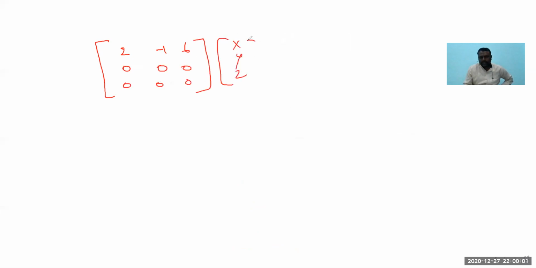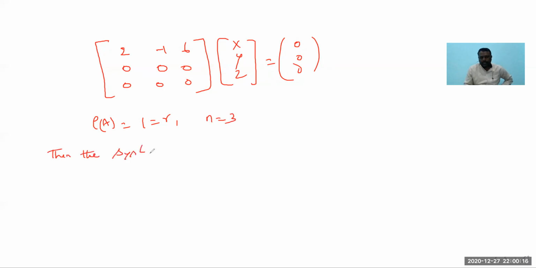So finally, here we can get 2, minus 1, 6, and the other terms are zeros. So what is the rank here? X, Y, Z equal to 0, 0, 0. So the rank of A equal to 1, equal to r, n equal to 3. Then the system is consistent, and it has an infinite number of solutions.